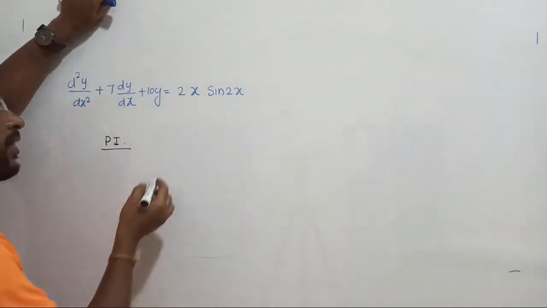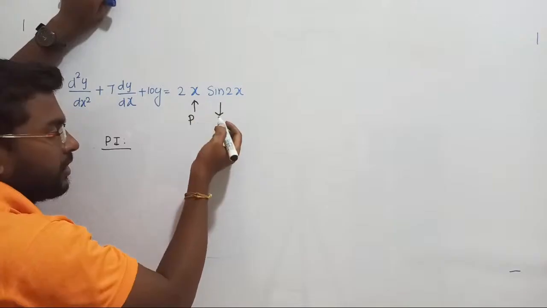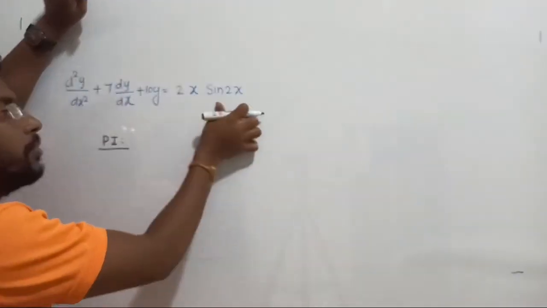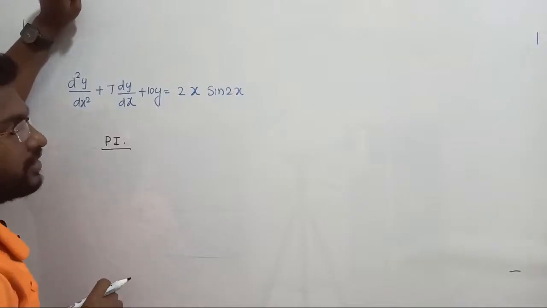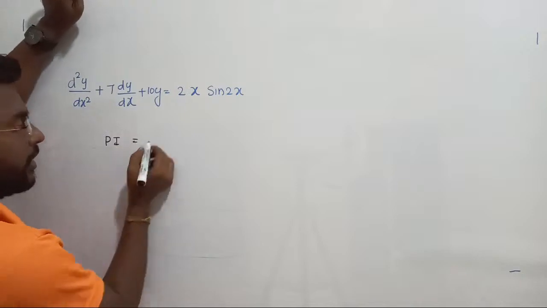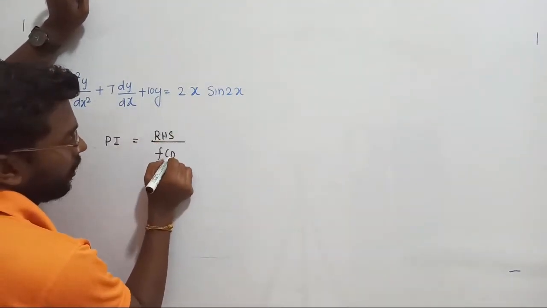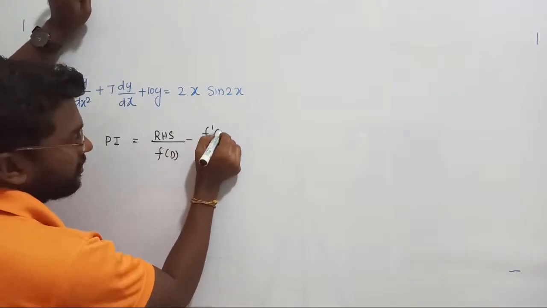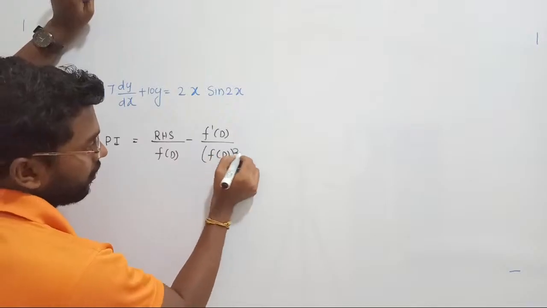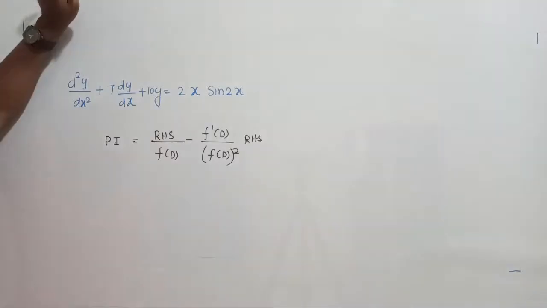Guys, listen. Here I have a polynomial equation with a cosine or trigonometric function. How do I bring the answer for this type? If you want to know the answer in this model, the particular integration for this function can be written as RHS, no issues, upon f of D, minus f dash of D upon f of D whole square, into RHS. Do you all agree with me? That is the correct answer.